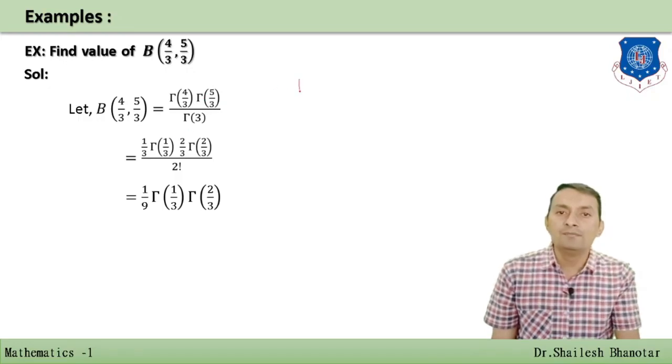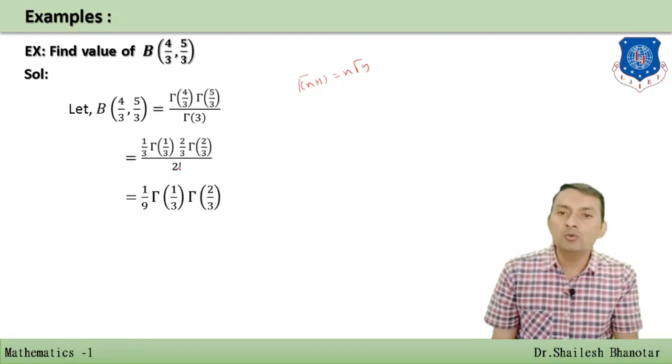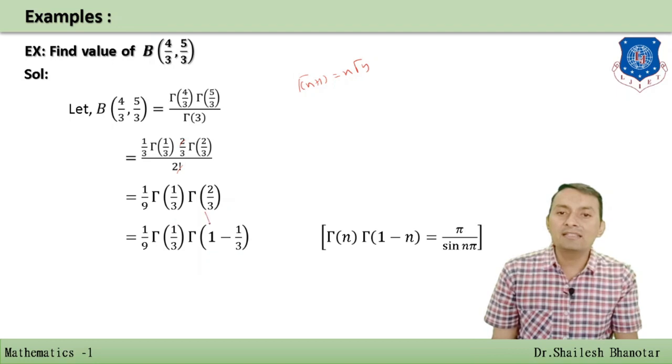When we apply the result that gamma n plus 1 can be written as n into gamma n, what I will get is 1 by 3 into gamma 1 by 3, and again 5 by 3 minus 1, so it will be 2 by 3 gamma 2 by 3. But again 1 divided by 3 into 3, that is 9, and 2 divided by 2 factorial cancels out, so I will get gamma 1 by 3 into gamma 2 by 3. Again this can be modified to gamma 1 minus 1 by 3.